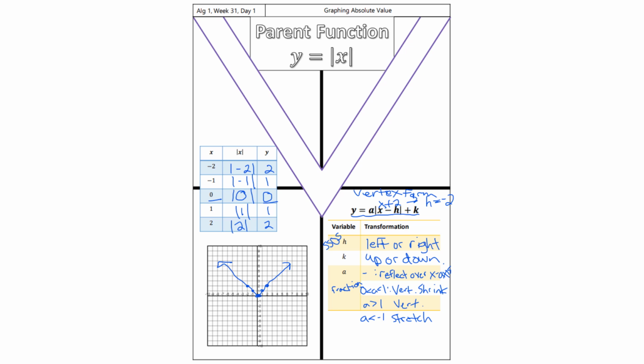So one thing we could do is get on something like Desmos and start off with this parent function and then just start adding numbers where a, h, and k are and see what happens to the graph. That's a great way to explore this. But that is the basic idea of graphing absolute value.